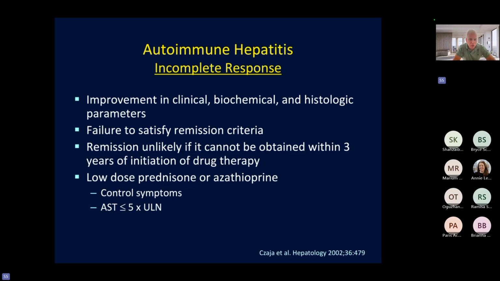Sometimes you have patients who have an incomplete response, where there's an improvement in all parameters, but they fail to satisfy remission criteria. Remission is unlikely in adults if it cannot be obtained within 3 years of the initiation of drug therapy, and these patients are given long-term low-dose prednisone and/or azathioprine to control symptoms and to try to maintain the AST level to less than 5 times the upper limit of normal.